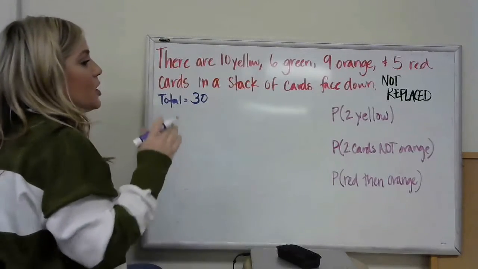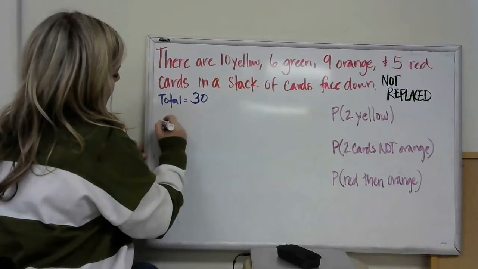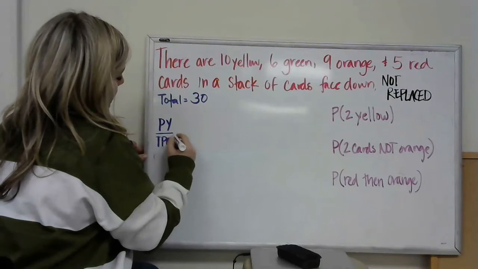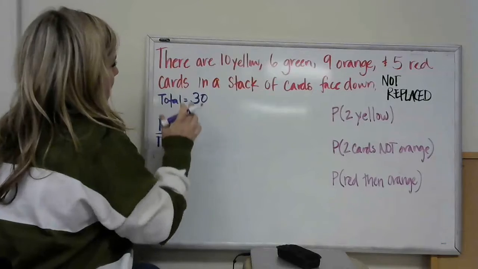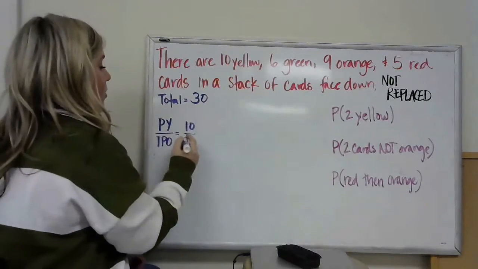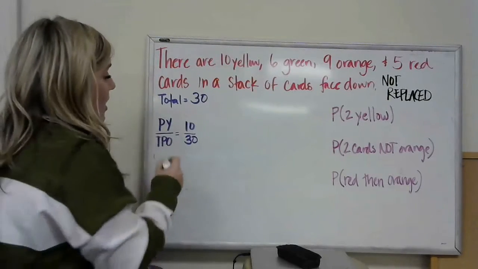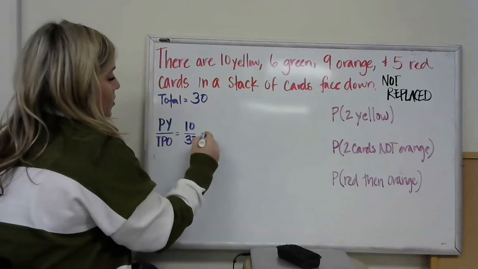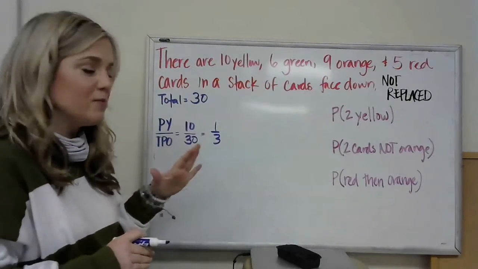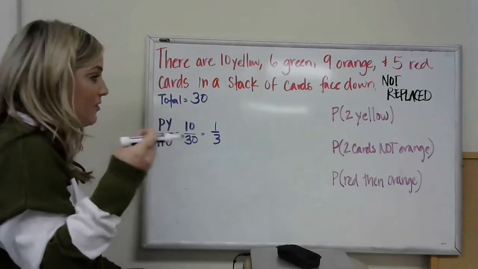All right, so the first one is probability of 2 yellow. So this is how we do it. Probability of yellow over total possible outcomes. Okay, so I have 10 yellow cards. So I have 10 chances to pick out a yellow out of 30 possible outcomes, okay? And we know that 10 over 30 is equivalent to 1/3. It's very important that you reduce before you do this. It just makes it easier. So I have a 1 in 3 chance of pulling a yellow card out of a stack of 30.